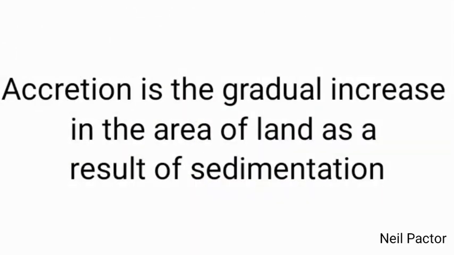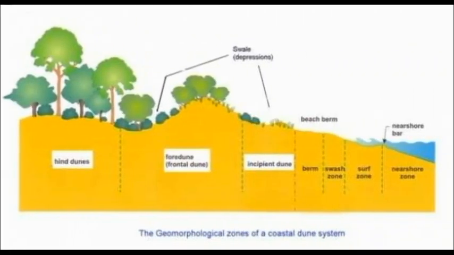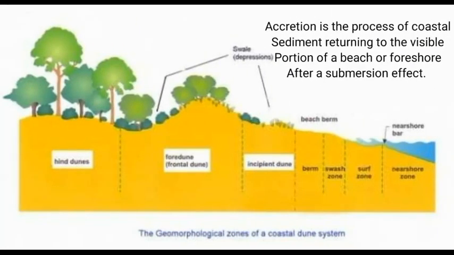Accretion is the gradual increase in the area of land as a result of sedimentation. Accretion is the process of coastal sediment returning to the visible portion of a beach or foreshore after a submersion effect. Type of coastal hazard.